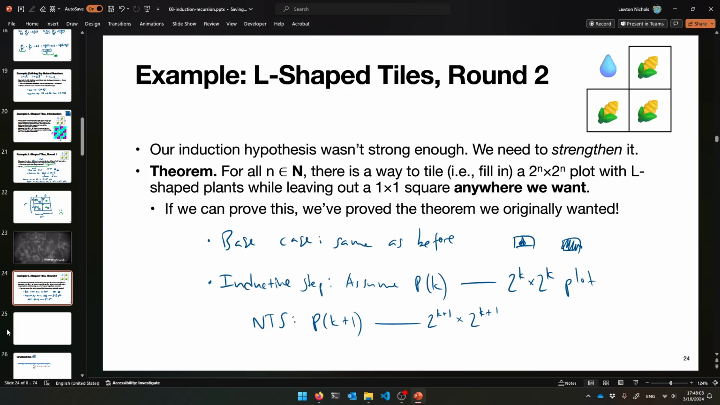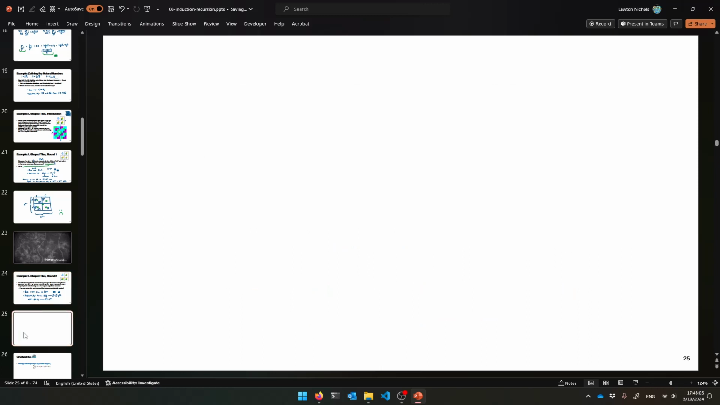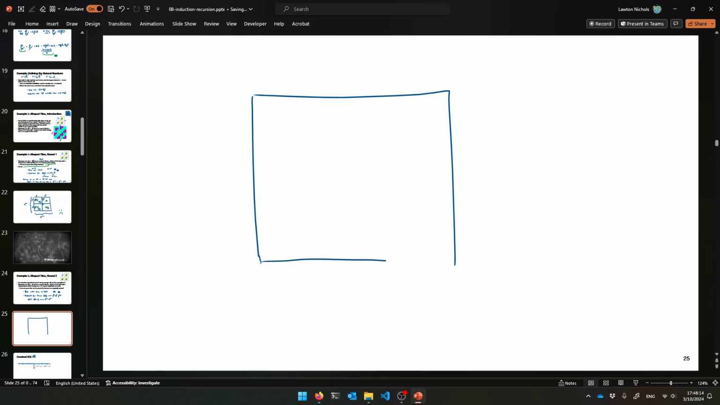All right, so this is gonna work out. So here's the inductive step. Let's make a new drawing, all right? What do we have to do? We have to fill this plot right here. Let's assume that this is 2^(k+1) by 2^(k+1). 2^(k+1) this way by 2^(k+1) this way tiles.